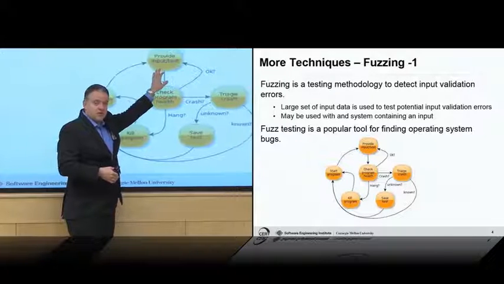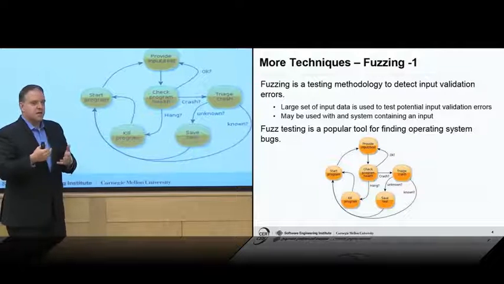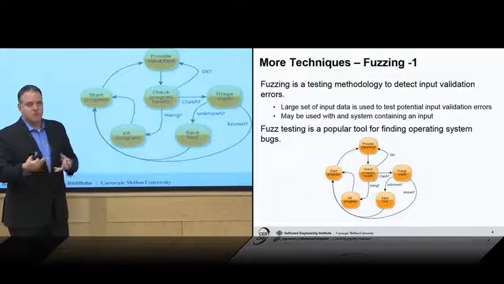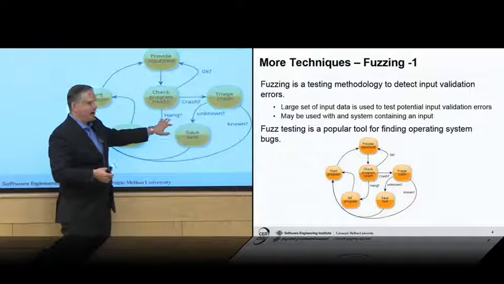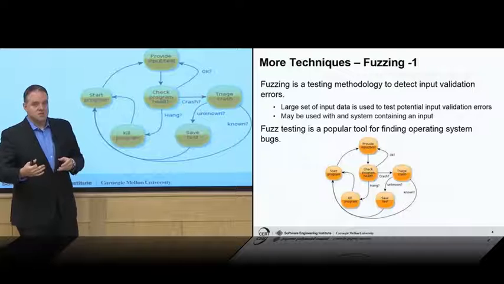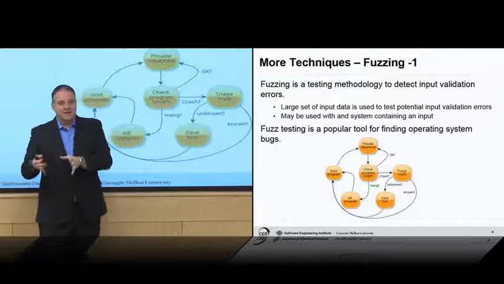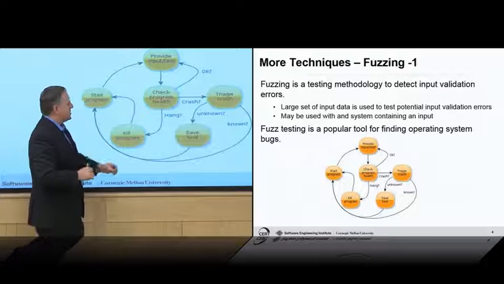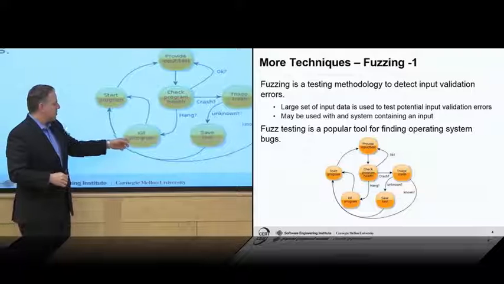We'll come up with another set of input and try it again. And what we're looking for is the combinations of input strings or actions that cause the program to either crash or hang, because those are the interesting cases. Those are inputs that did not provide the expected outcome.